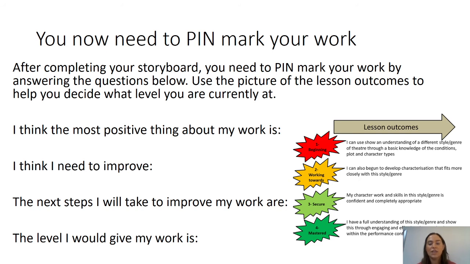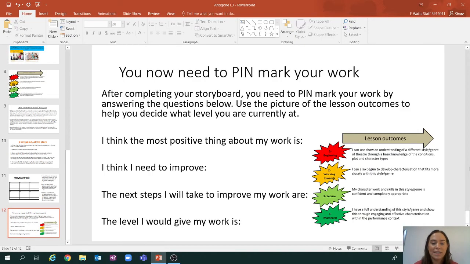So you could either give it beginning, working towards, secure, or mastered. So 1, 2, 3 or 4. And if you look at the picture there, it will be able to help you with giving you a bit of an idea of what level to give yourself. Okay? So that is the lesson for today.